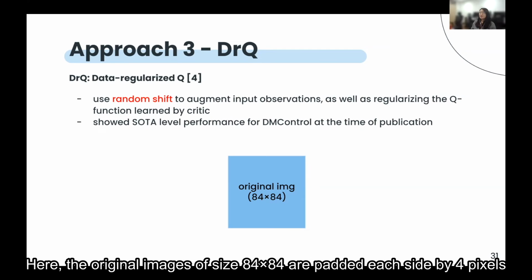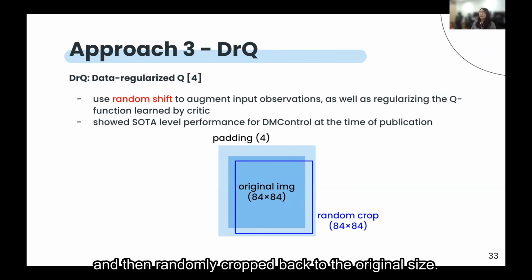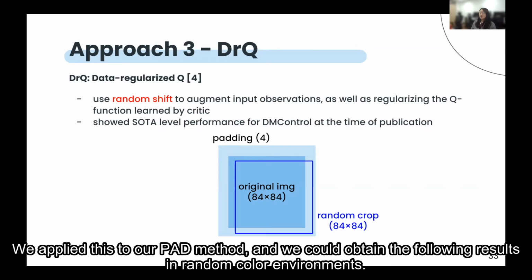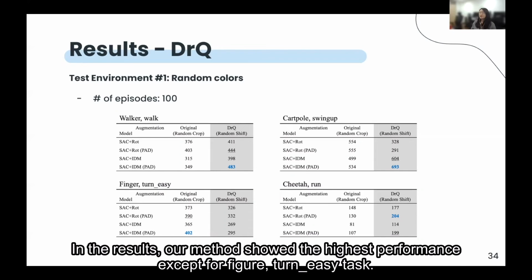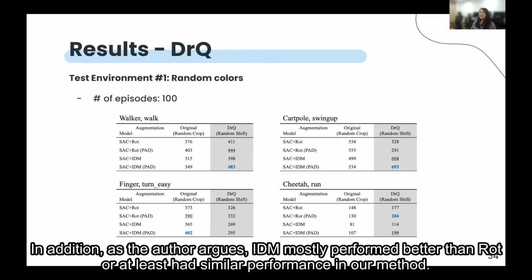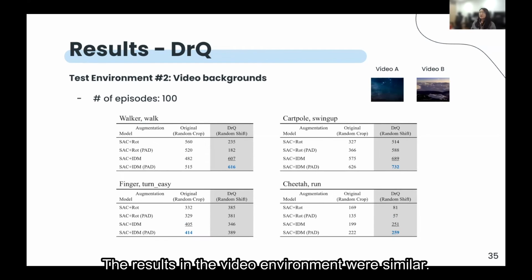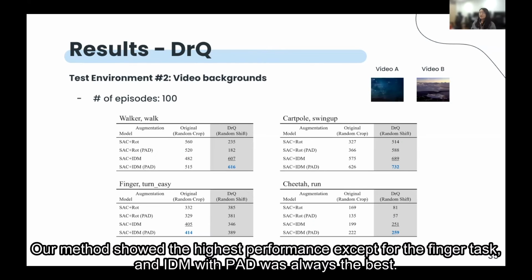Here, the original images of size 84 by 84 are padded on each side by 4 pixels and then randomly cropped back to the original size. We applied this to our PAD method and we could obtain the following results in random color environments. In the results, our method showed the highest performance except for the finger turn easy task. In addition, as the author argues, IDM mostly performed better than ROT or at least had similar performance in our method. The results in the video environment were similar. Our method showed the highest performance except for the finger task, and the IDM with PAD was always the best.